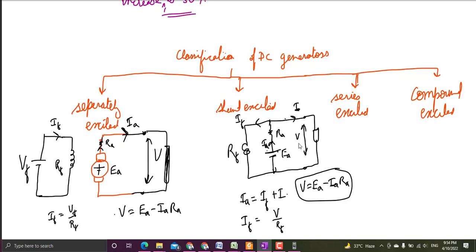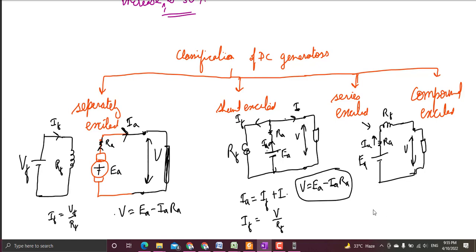For series excited, the windings are in series. So there will be armature resistance and the field winding in series. This is RF, this is the generated EMF EA, and this is the terminal voltage. The load is connected across the terminal, so IA will flow in this direction. This is RA, this is RF, and this is the terminal voltage V.